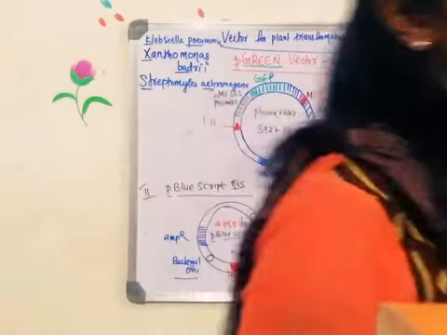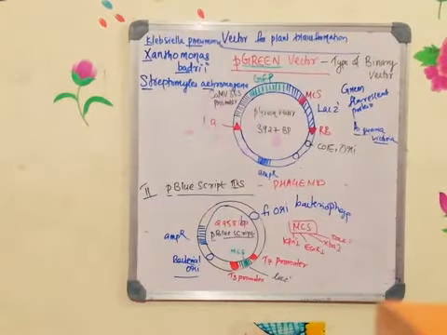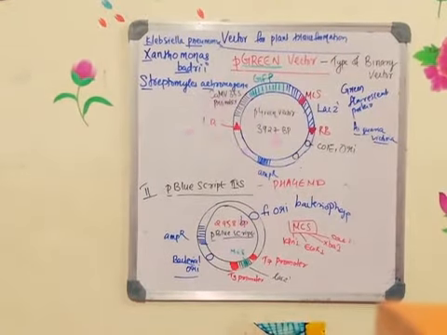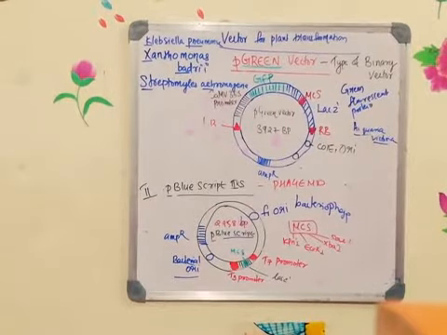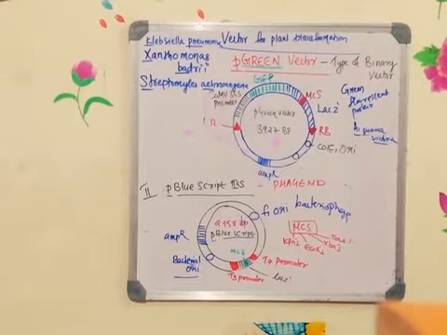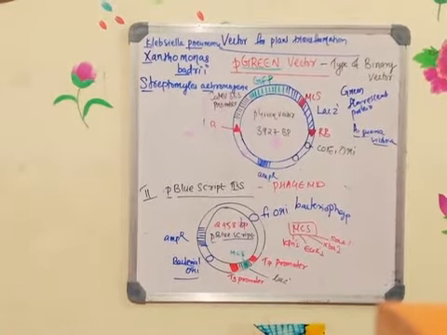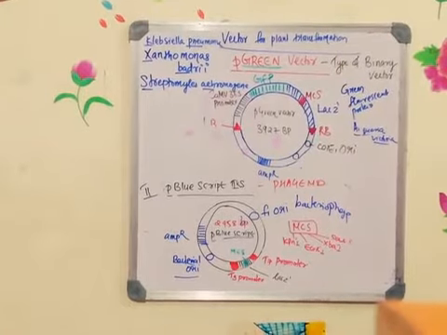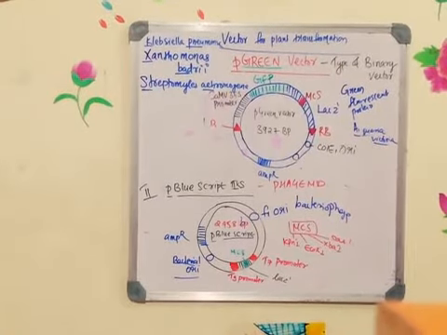The pBluescript vector was created by Stratagene in 1990. pBluescript II KS is a pUC-based plasmid. The size of this particular plasmid is 2958 base pairs, and it has a lacZ gene, that is a selectable marker gene. One more selectable marker is there, that is the ampicillin resistance gene.